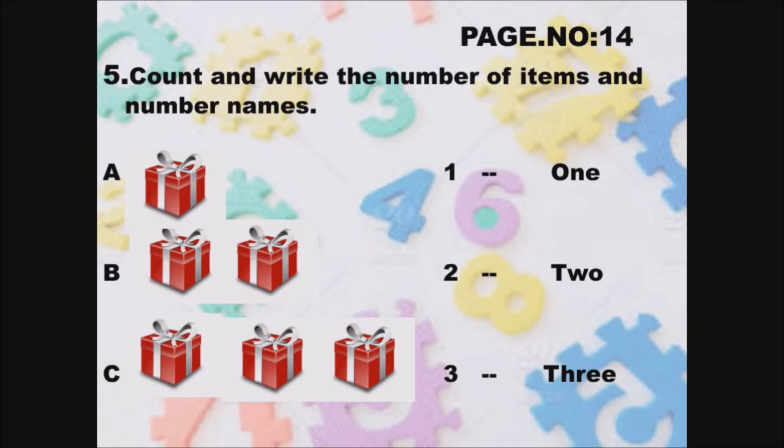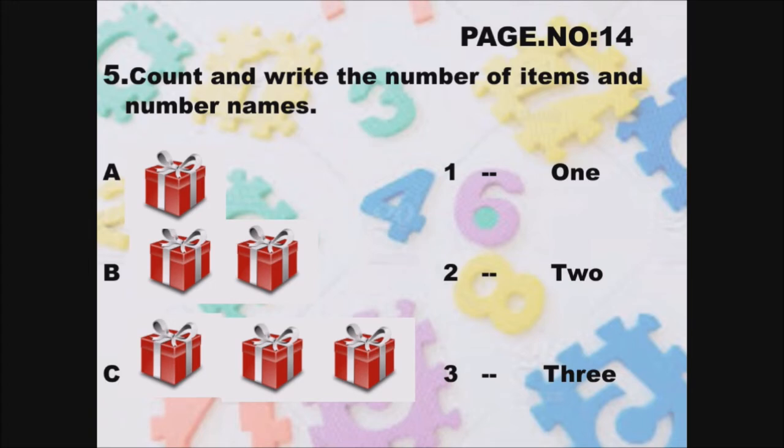We have to count the gift boxes and write the number as well as the number names. Let's start counting the gift boxes. See the first one. How many boxes are there? Only one box. So number 1 and the number name is O N E, 1.